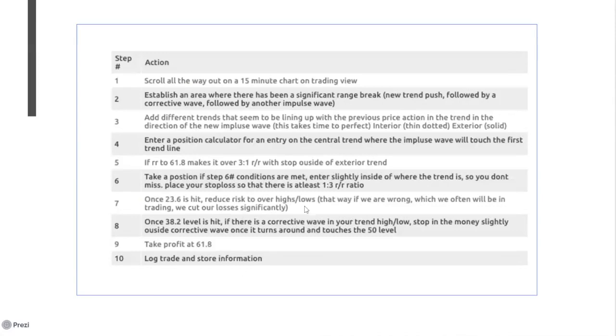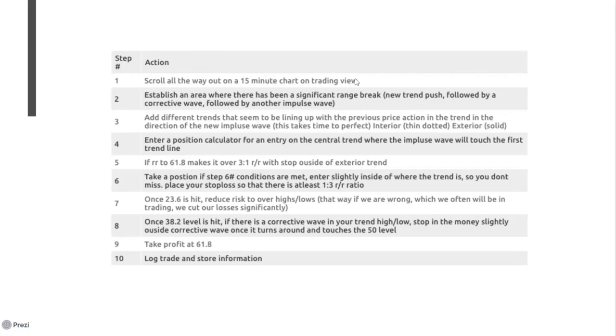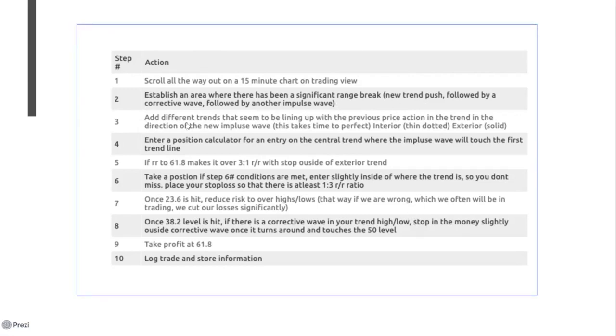So now looking at this is going to be a lot easier, and you're going to be able to probably just keep these rules locked in your head. Scroll all the way out on a 15-minute frequency. Establish an area where we have a range break and then a corrective wave. We want to add interior and exterior trends based on thin dotted and solid exterior ones. Enter a position size calculator where we should expect the impulse wave to touch the trend. We want to put the Fibonacci on there to see if the price levels are hitting and to be able to position our risk reward calculator.